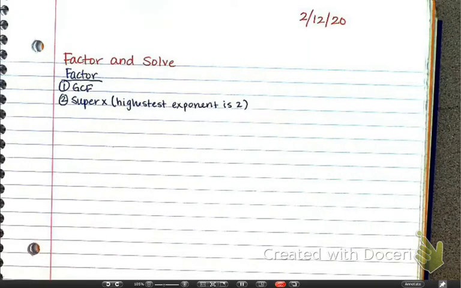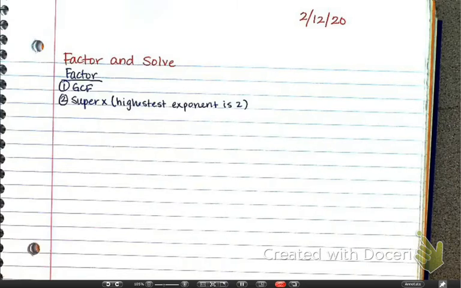So when we're factoring, we start with GCF. We go to the Super X, but yesterday we talked about special products, right? And if you know it's special and you know the trick, you can use it. If you don't understand the trick, what are you going to do? The Super X, and you're not going to use the trick, right? Okay, so that's our factoring part.